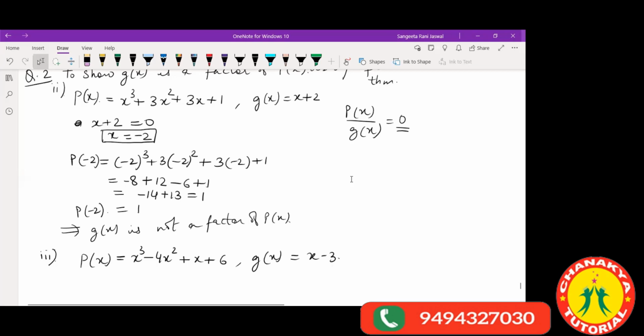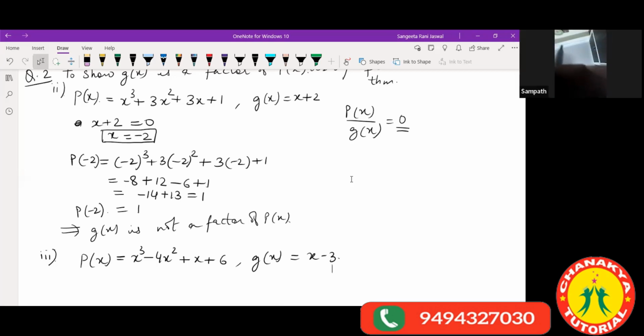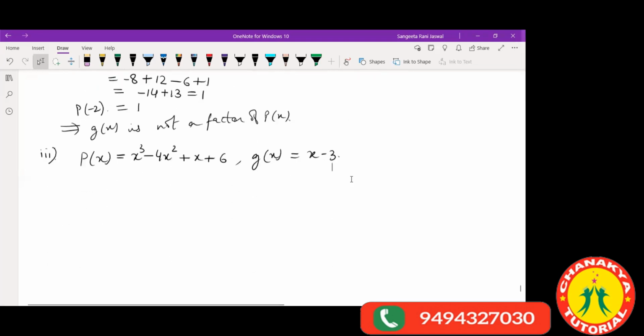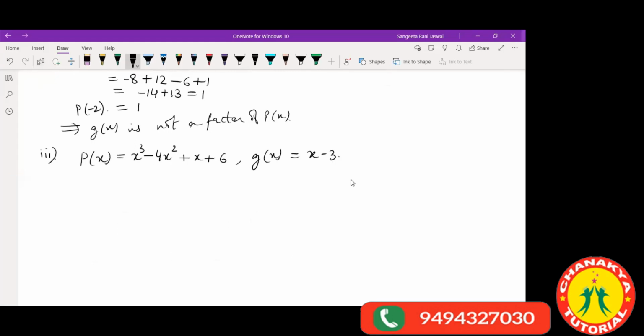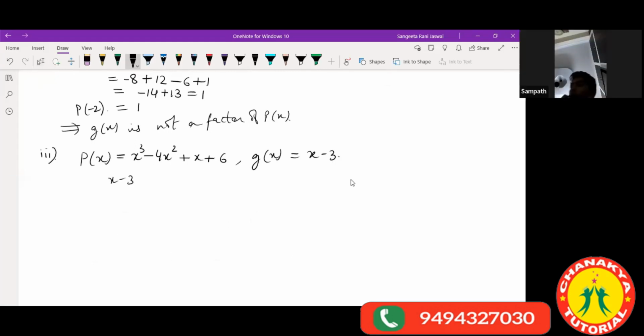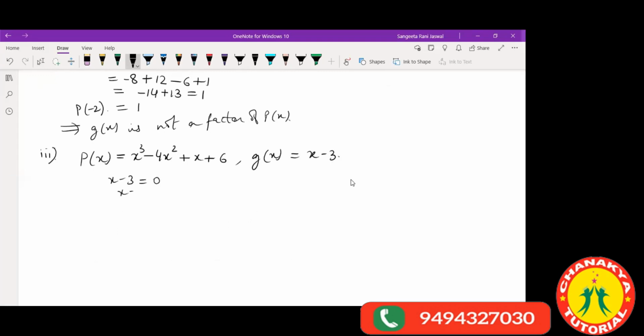Is everyone doing? Ma'am, here also gx is not a factor of px. Okay, not a factor. Sure. Ma'am, I'll check again. X minus 3 equals 0, that means x is 3. So in P of 3, we will put 3 cube minus 4 into 3 square plus 3 plus 6. So 3 cube is 3 3s are 9, 9 3s is 27, minus 3 3s is 9, 4s are 36, plus 3 plus 6.